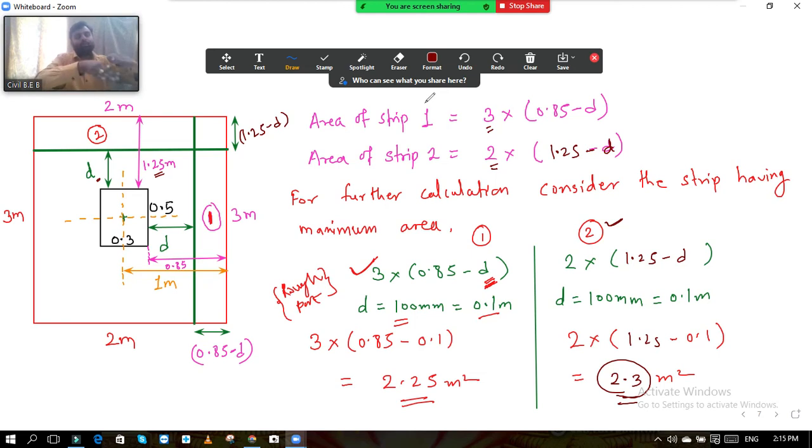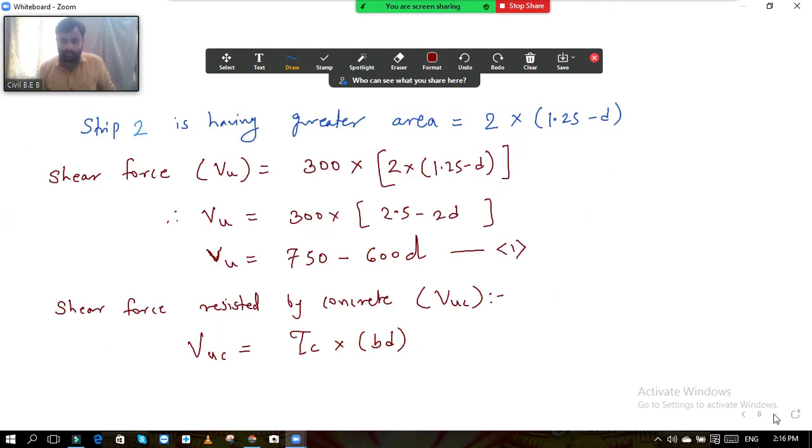Okay, so now which area will come into contact? This is the area of contact. Understanding that area of contact is very important. So I will draw the diagram also so that you will be able to understand which area will be the area of contact. Area of contact means this B into D value, what we are going to take.